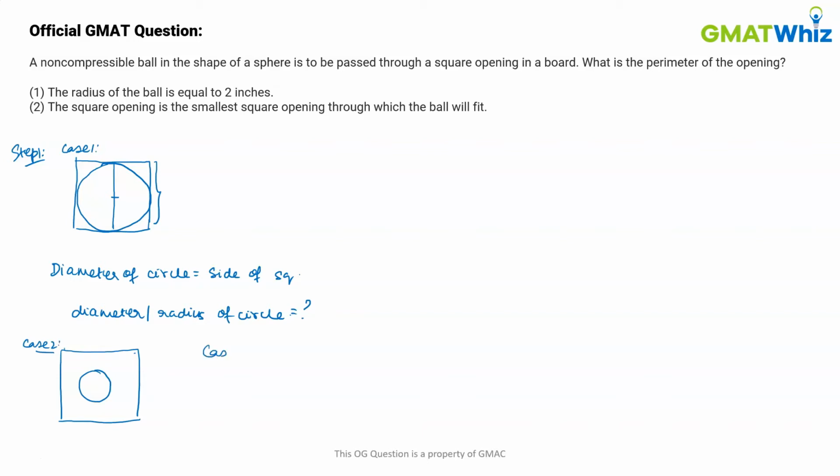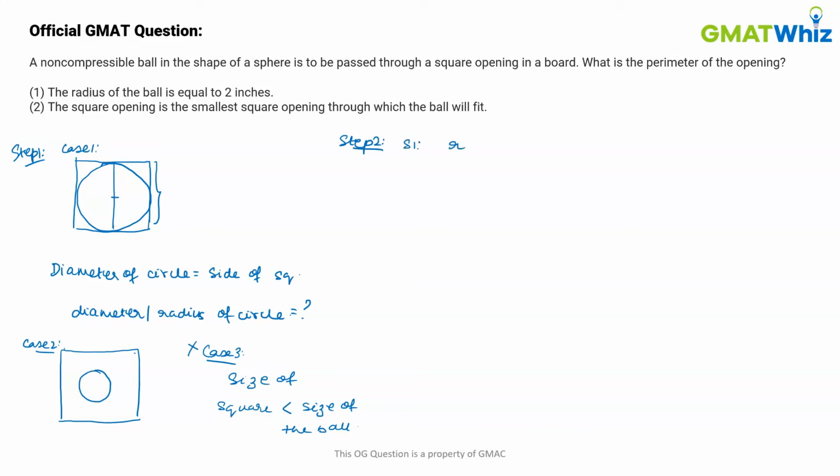And another case possible is when the size of the square opening is less than the size of the ball. But we instantly eliminate case 3 since we have to pass the ball, which is in the shape of a sphere, through the square opening in a board. So we have to keep in mind case 1 and case 2 and then analyze the statements. So let's move on to step 2 and analyze statement 1.